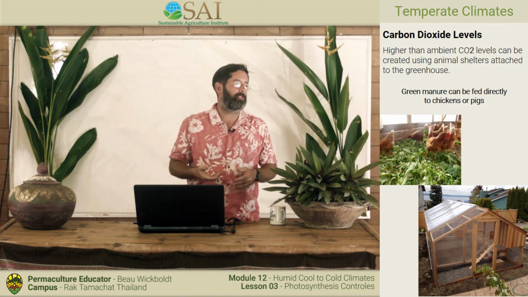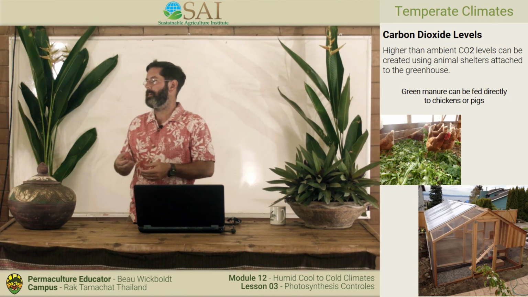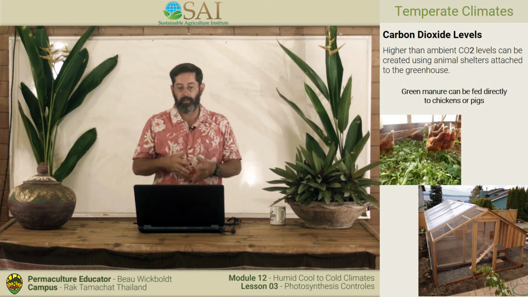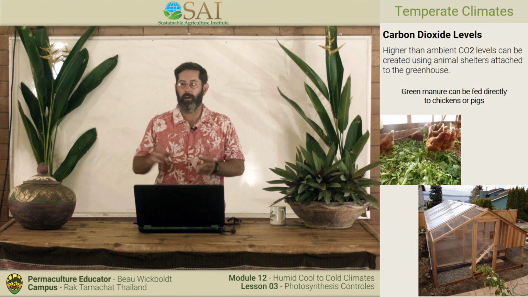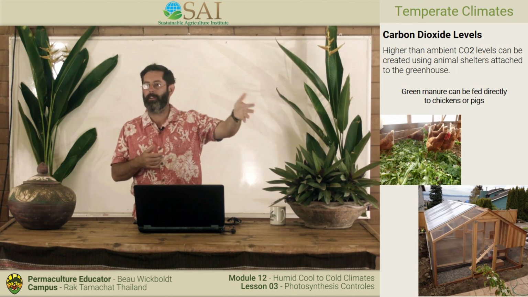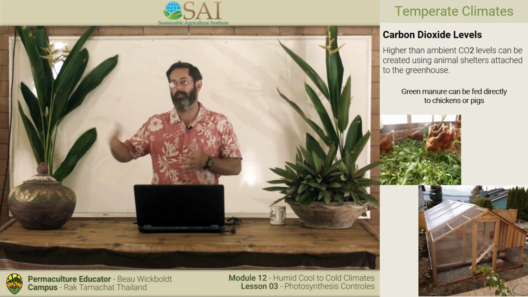But in a permaculture situation, other things make CO2. We breathe CO2, is that right? Animals also exhale CO2. So we can have higher ambient CO2 levels without burning fossil fuels, right? So them burning fossil fuels is very convenient and easy. So some people will put chickens inside of their greenhouse.